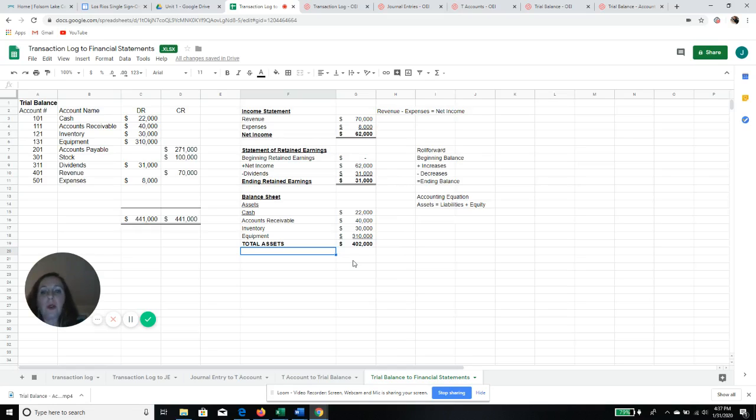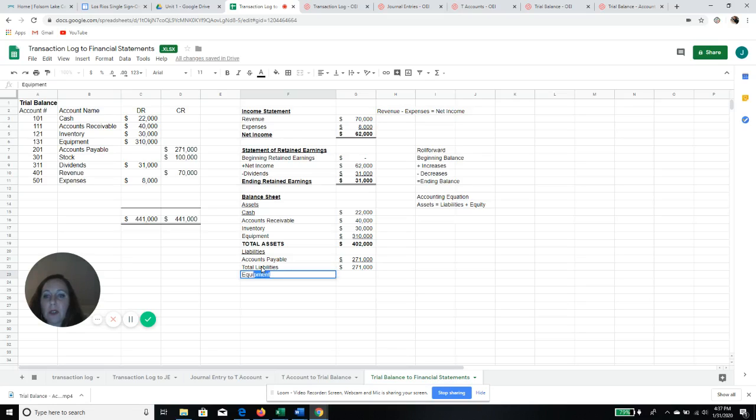Okay, now let's go to our liabilities. And we have one liability account called accounts payable. We can tell because it's the only one starting with a 2. And our accounts payable balance is $271,000. We're going to represent it as a positive number because we know we're in the liability section, so credits are positive. And then we're going to write total liabilities. And our total liabilities are just $271,000. There's nothing to add up because we only have one.